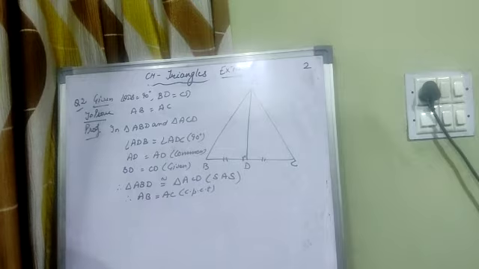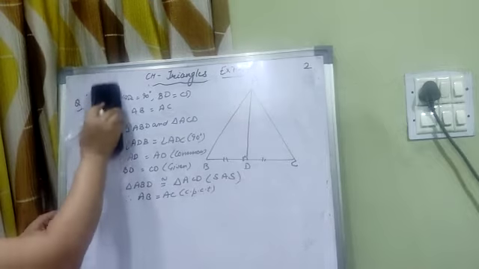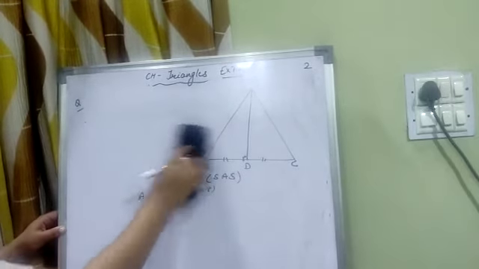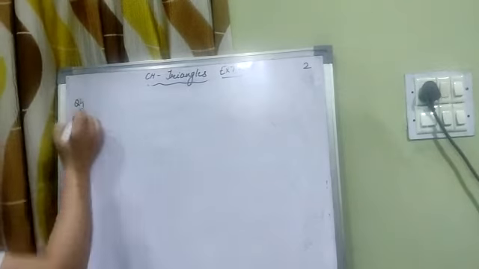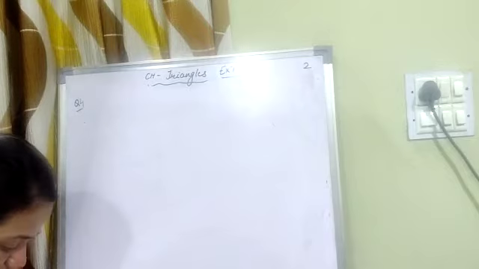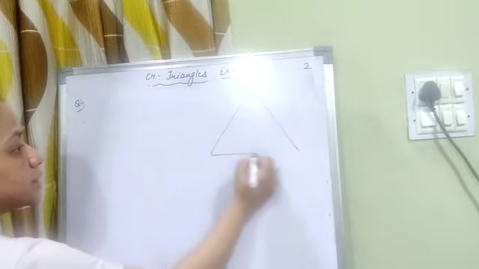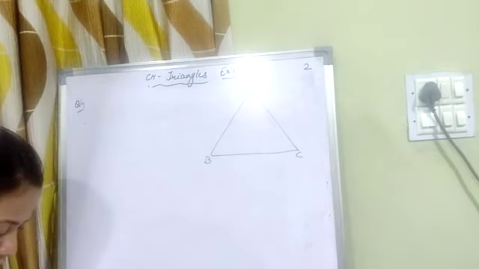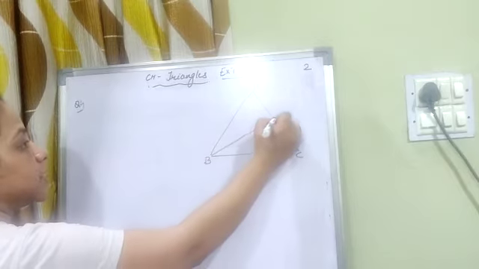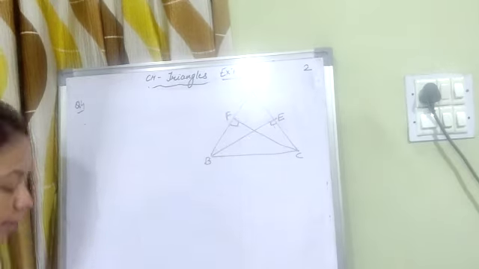Question number 3 and 4 are both the same, only a little bit of difference is there. So we will do one question from both of them. I am going to do question number 4. Fourth question: in triangle ABC, altitudes BE and CF to the sides AC and AB are equal. Altitudes mean these angles are 90 degrees.